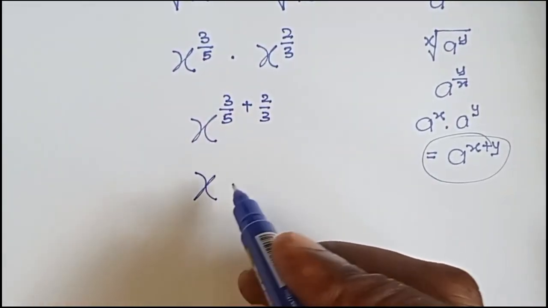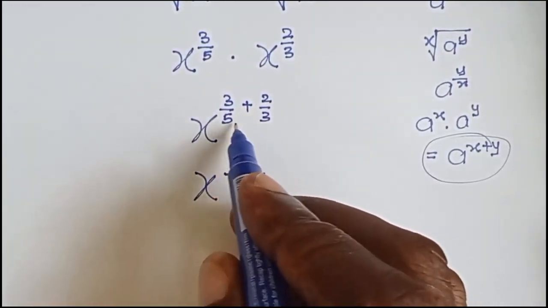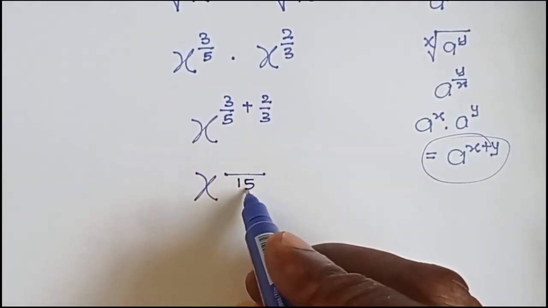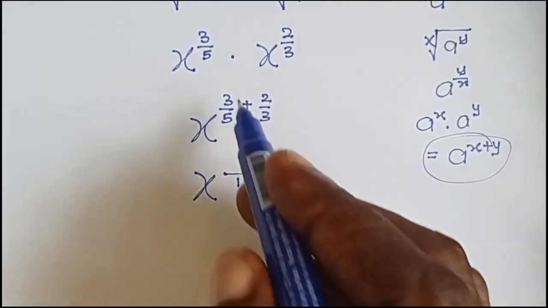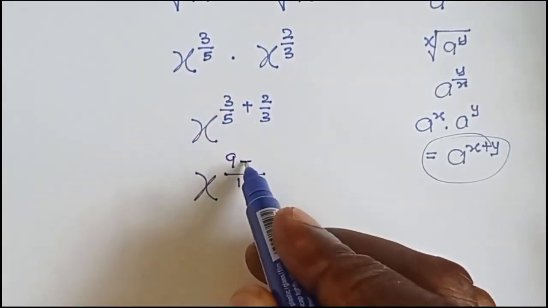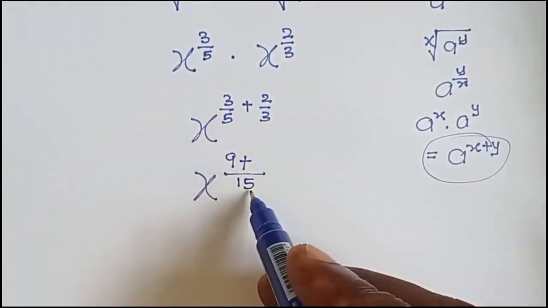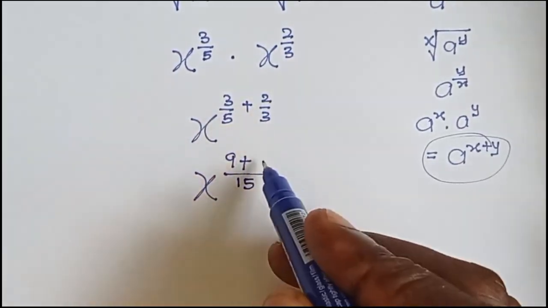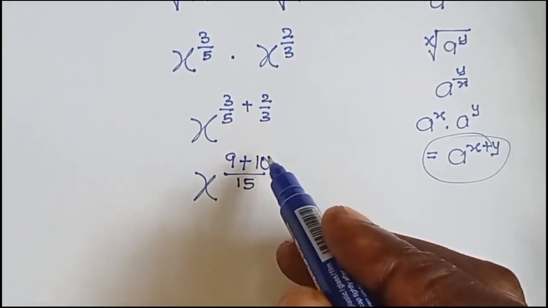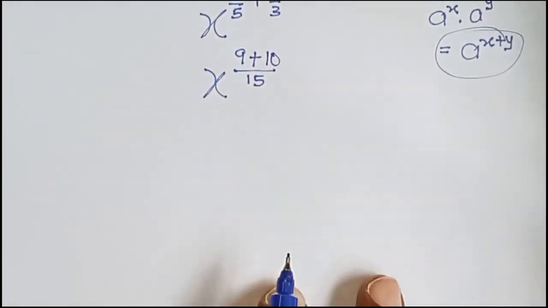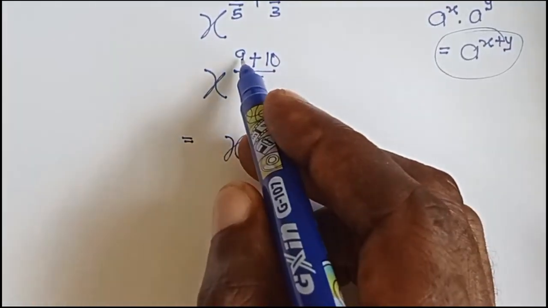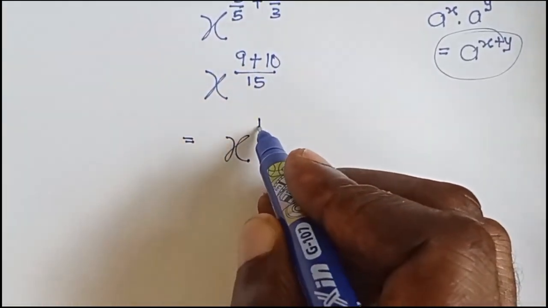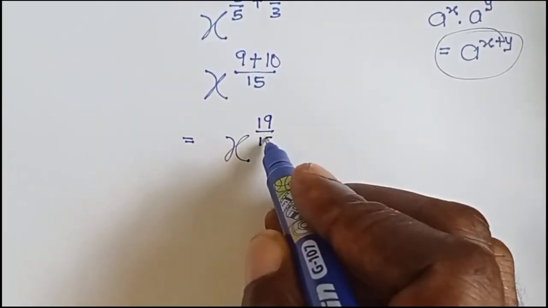Now, what's the LCM? The LCM is 15. I'm going to write 15 here. How many 5s can we see in 15? It is 3. 3 times 3 gives 9. Plus, how many 3s can we see in 15? It is 5. 5 times 2 gives 10. And then from there we can have our final answer: x raised to power 9 plus 10, which is 19 over 15.